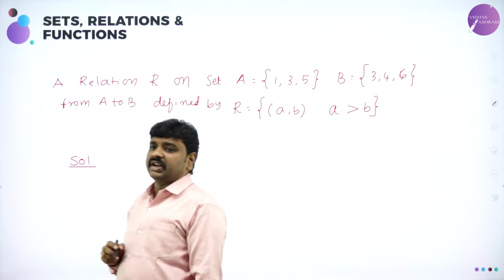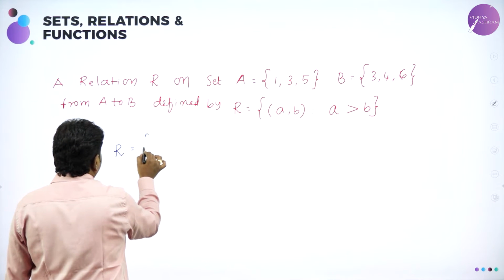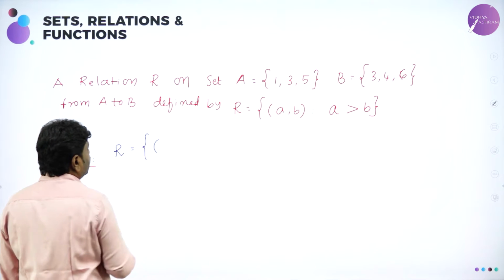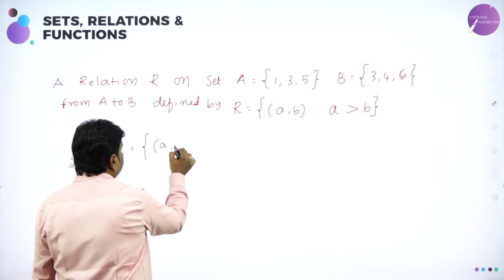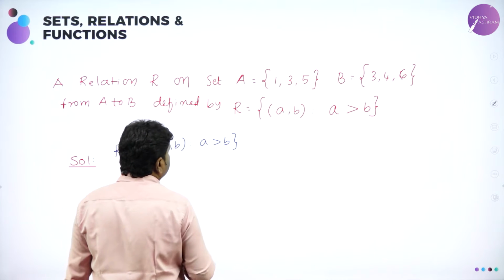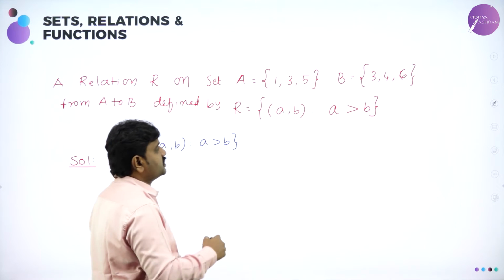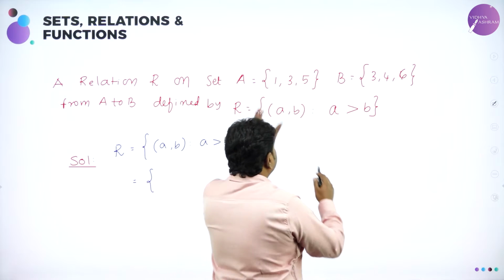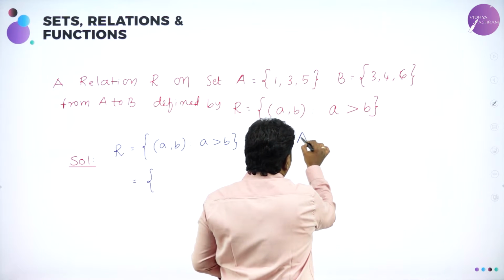Now first we will write the relation. What is R? R is equal to the ordered pairs (a, b) such that a should be greater than b. So first you have to select the elements from A cross B. If I write A cross B, 9 elements will be there in A cross B. All of you know how to write A cross B.